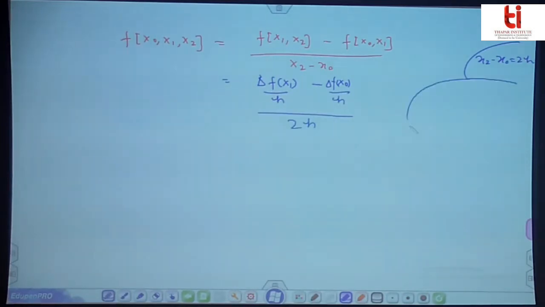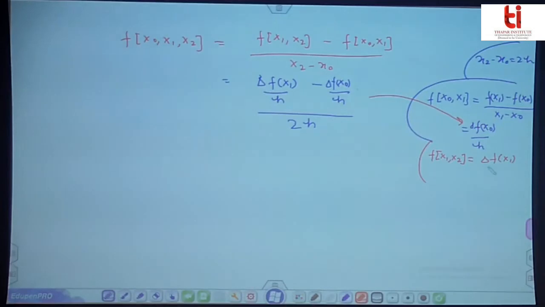Since the value of f[x0, x1] is what? f of x1 minus f of x0 upon x1 minus x0. The value is what? Δf(x0) upon h. So this is the value. Similarly, the value of f[x1, x2] is Δf(x1) upon h. So that's how we kept this value.